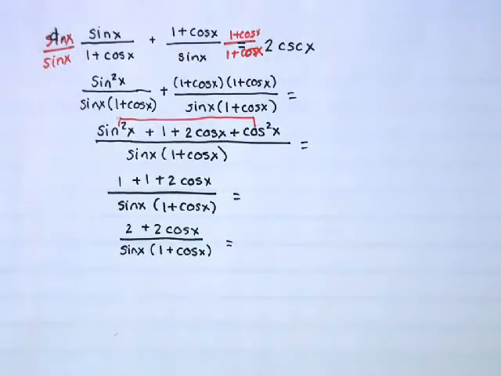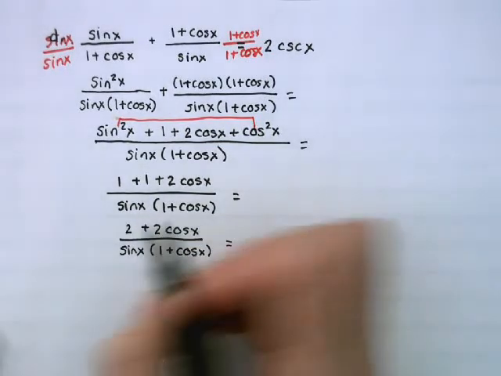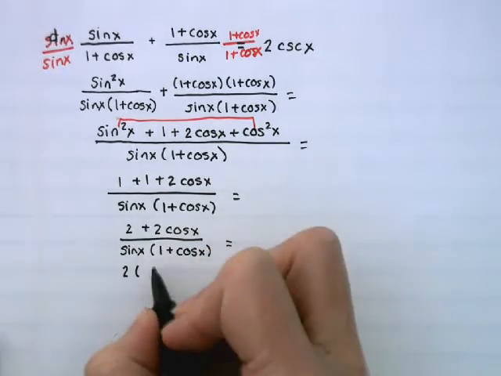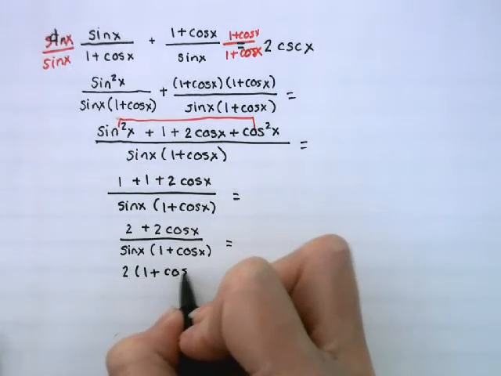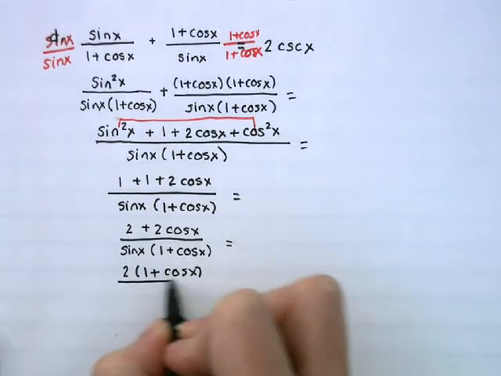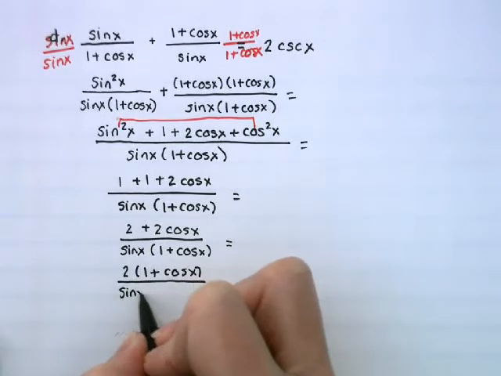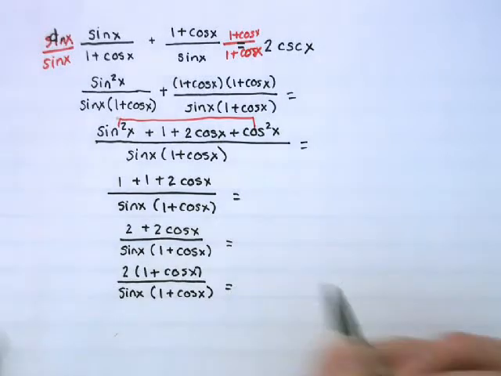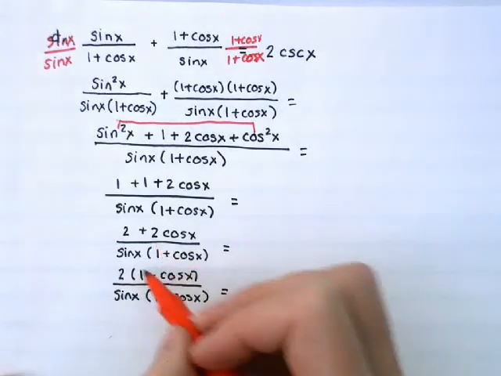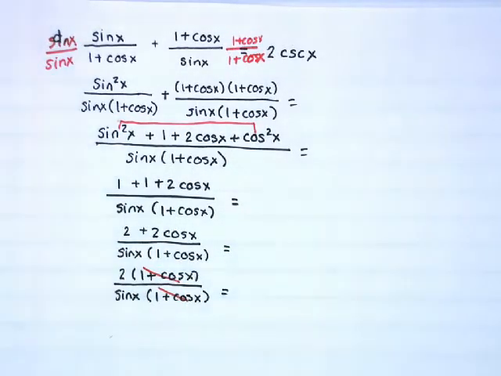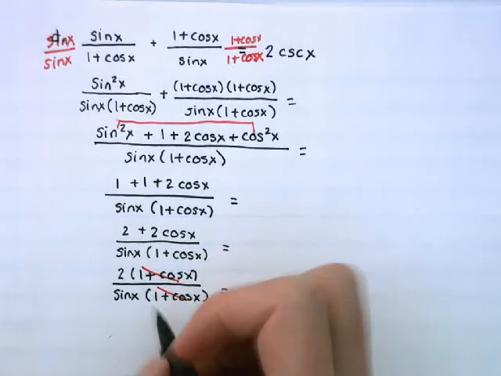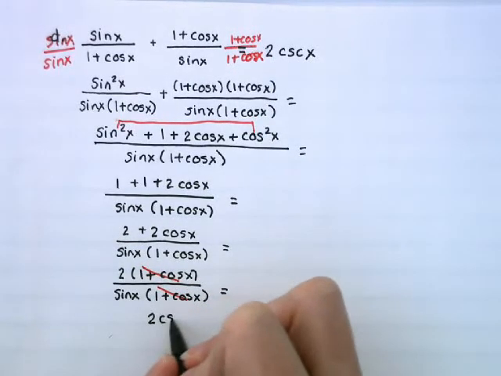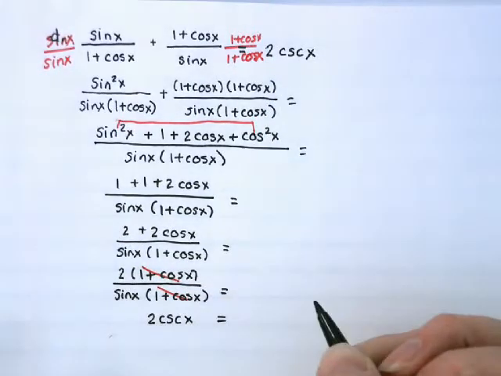Okay, another big thing that we're going to use over and over and over again is factoring out. So here I'm going to factor out a 2, which leaves me with 1 plus cosine of x, which is good news. Well, the 1 plus cosine over the 1 plus cosine is going to reduce. So I'm left with 2 over sine, which is equal to 2 cosecant of x.